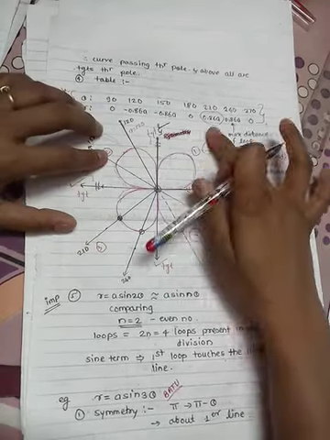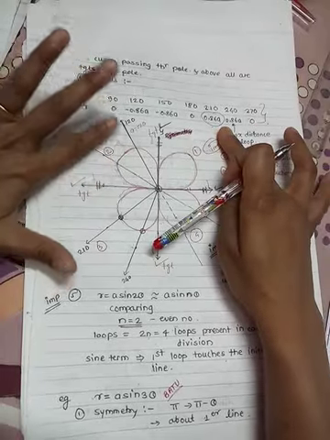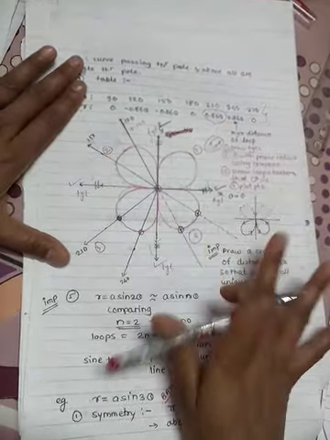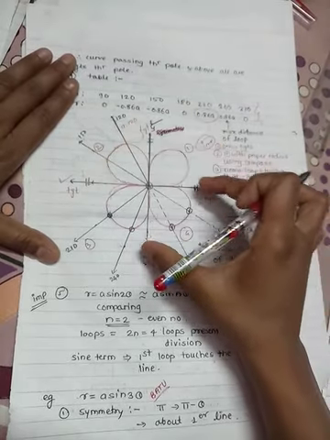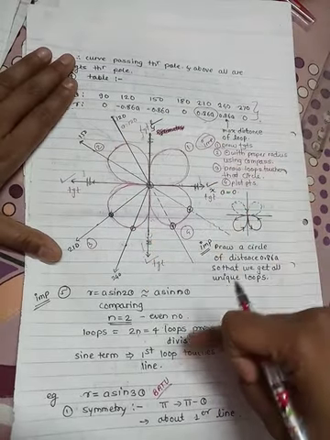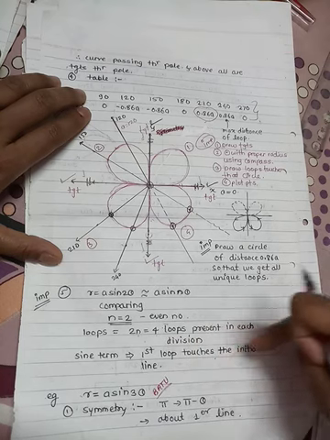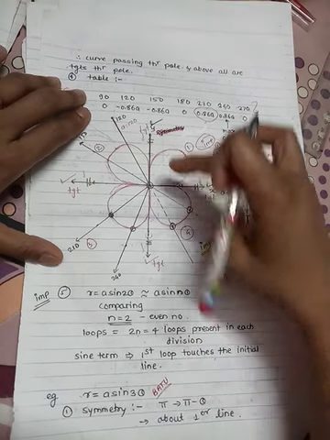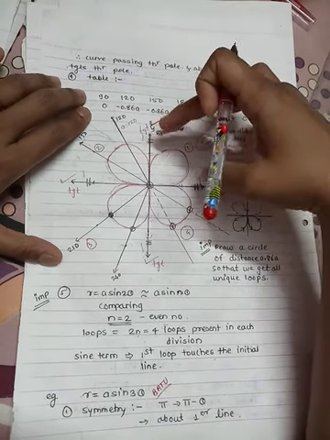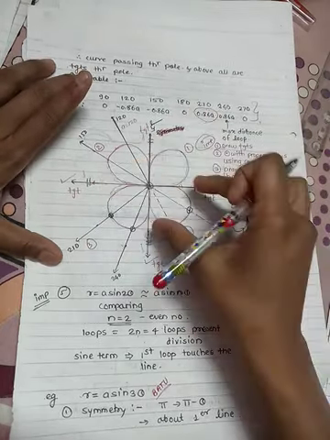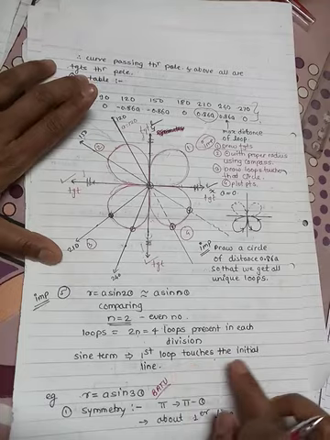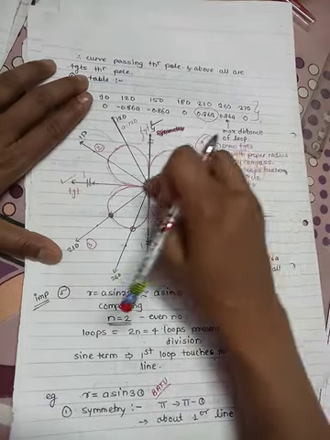So these are your divisions: first division, second division, third division and fourth division. That is first quadrant, second quadrant, third quadrant and fourth quadrant. Now loops are 4 in each division. So in each division we have to draw the loop. So first loop, second loop, third loop, fourth loop, and first loop touches the initial line. So this is your initial line, positive x-axis.